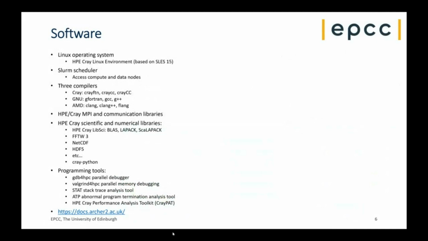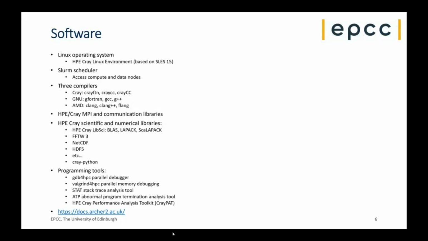Obviously, it's a computer, so it has a set of software installed on it. We are running the HPE Cray Linux environment, which is really Scientific Linux 15 with some modifications made by Cray. We have the Slurm scheduler, as already mentioned, and then we have a set of software to enable user applications. So we have 3 compiler suites: the Cray compilers, because it's a Cray computer, and those compilers are the ones that are loaded by default when you log into the system. But we also have the GNU compilers, so GCC, G++, G-Fortran, and the AMD compilers, Clang, Clang++, and Flang.